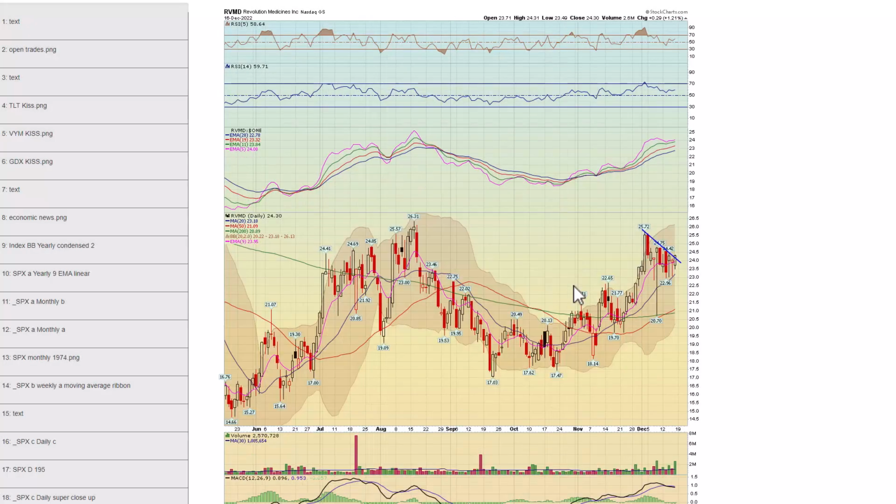Next. Chart 86, RVMD was a long idea of mine last week. Kind of a cup and handle look. You see it here. Starting to break this trend line. I bought this on Friday.